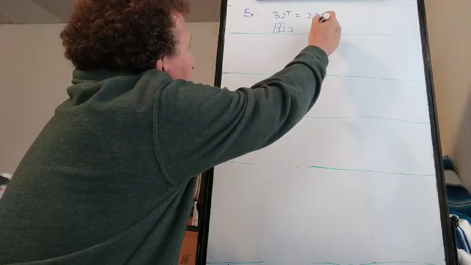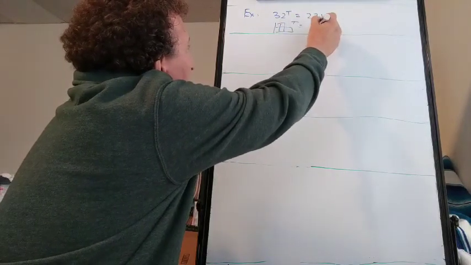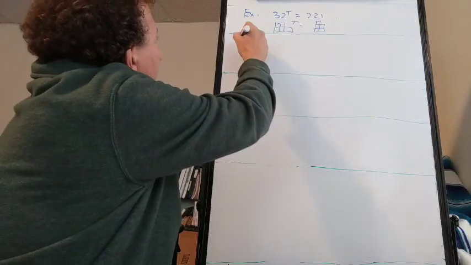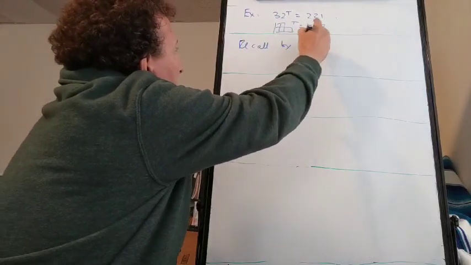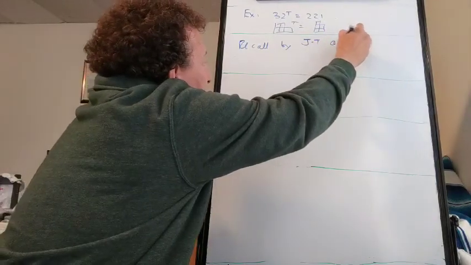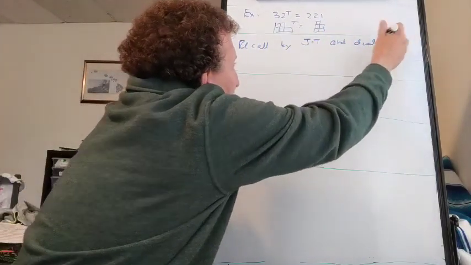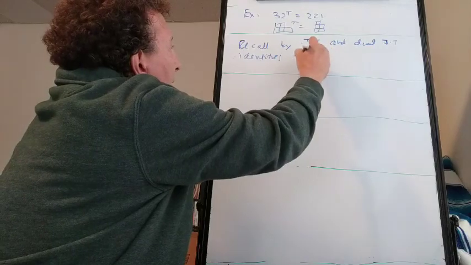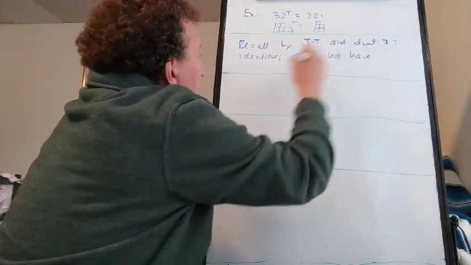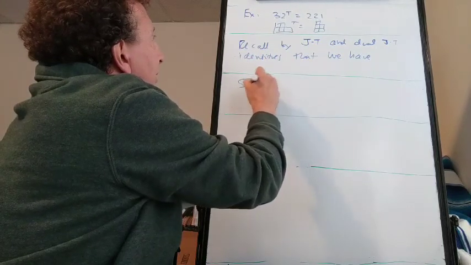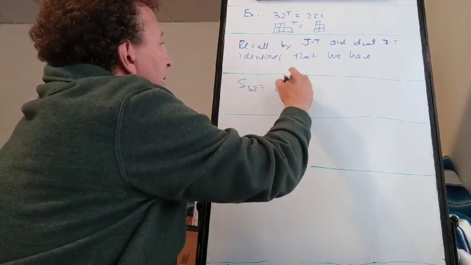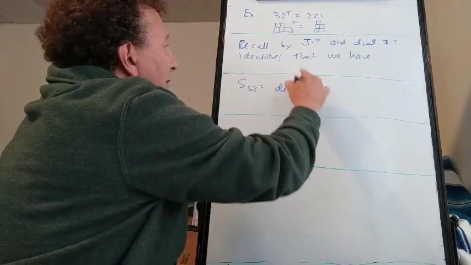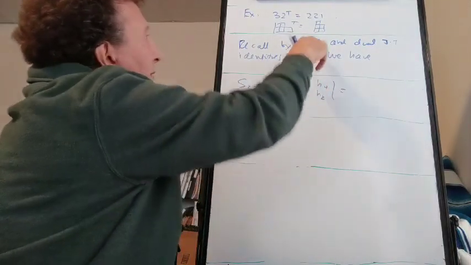There's (3, 2), and then if we transpose this, it equals (2, 2, 1). Now recall, by the Jacobi-Trudi and dual Jacobi-Trudi identities, that we have the Schur function S32 is equal to the determinant of the matrix that has H3 and H2 on the diagonal, H4 and H1 off the diagonal. So that's by the Jacobi-Trudi identity.